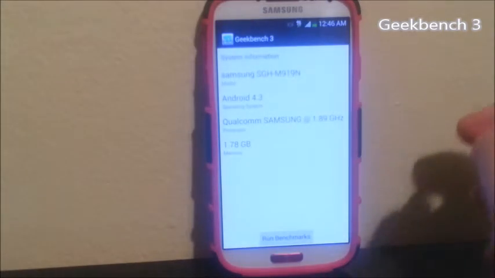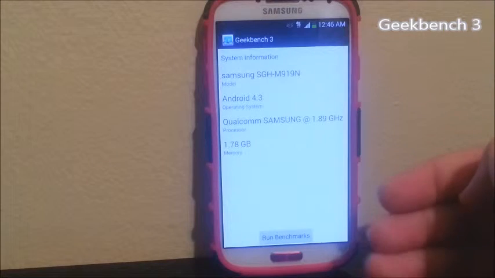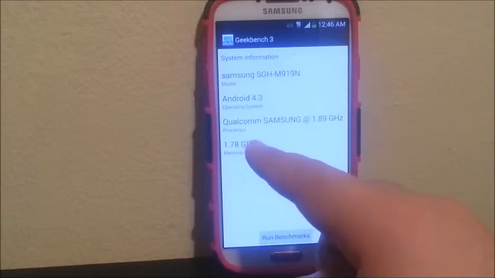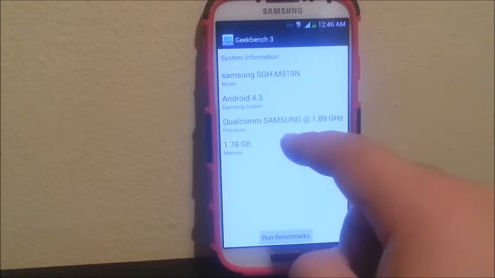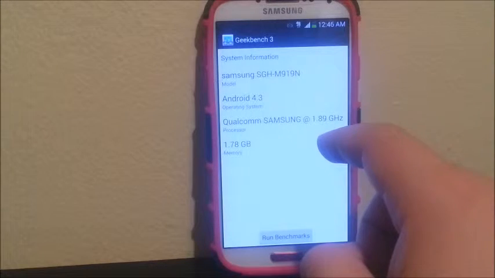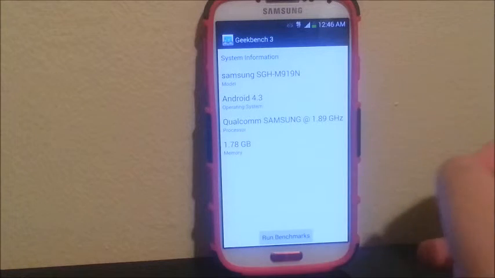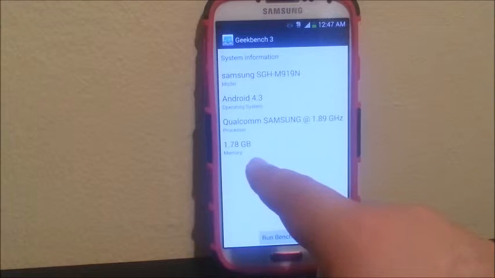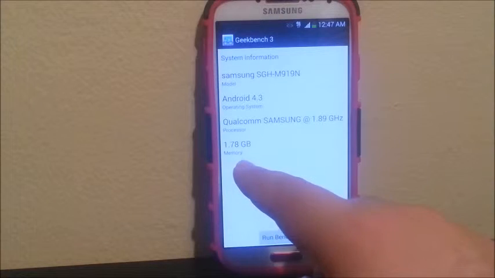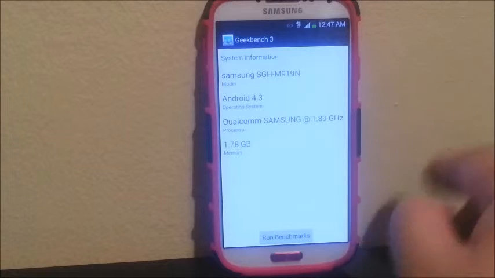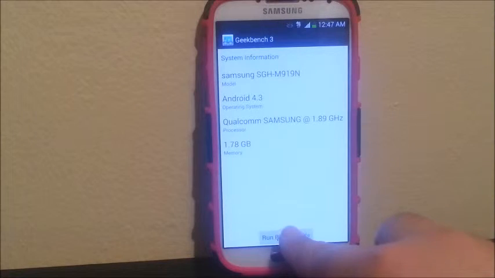As you can see, it shows us the specs. It is running Android 4.3. It has a Qualcomm Samsung at 1.89 GHz. That's basically 2 GHz or 1.9. And the RAM says 1.78 GB. It is 2 GB. So let's run the benchmark.